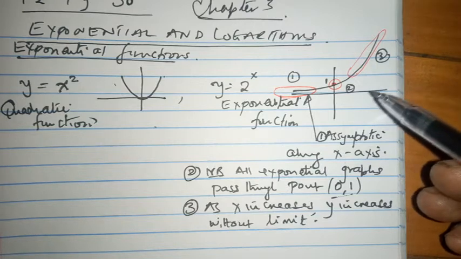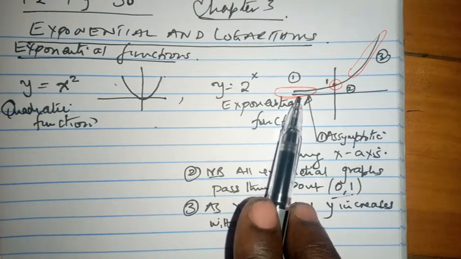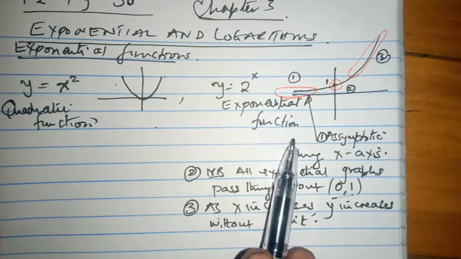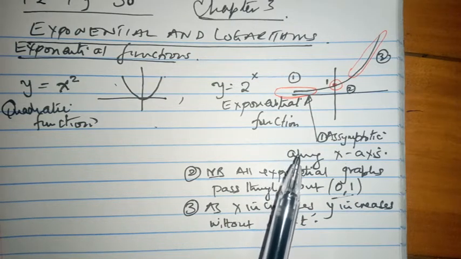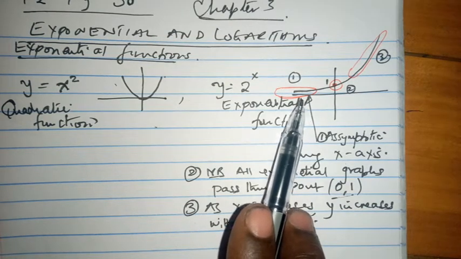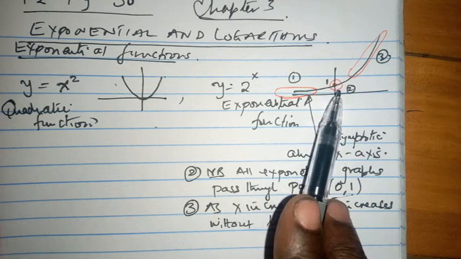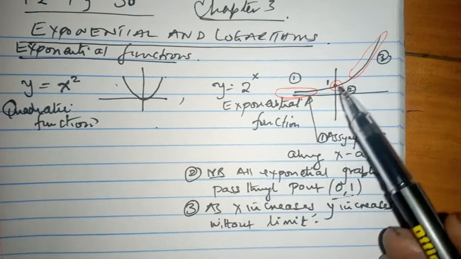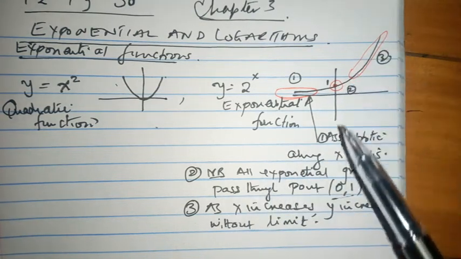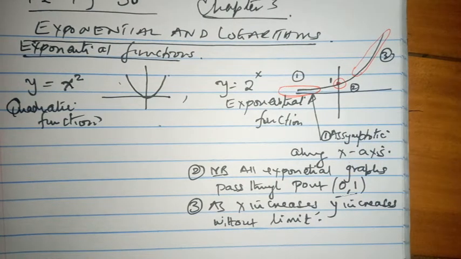So you can already see the features I've talked about. Asymptotic along the x-axis, because the graph will never touch the x-axis, meaning that regardless of the value of x, y can never be 0. All of them will pass through the point (0, 1). And you can see there is an exponential increase as x increases.